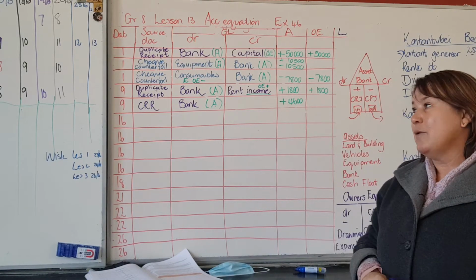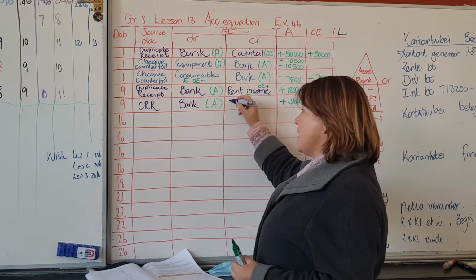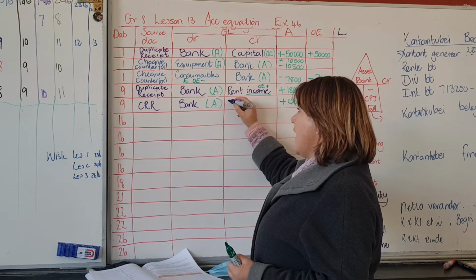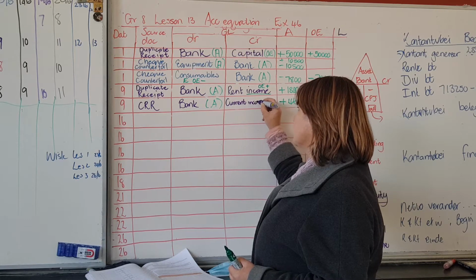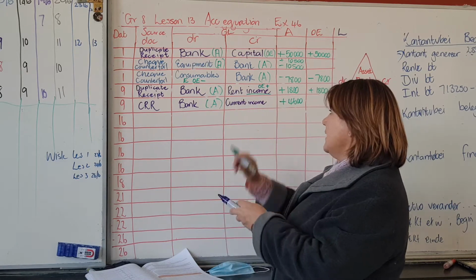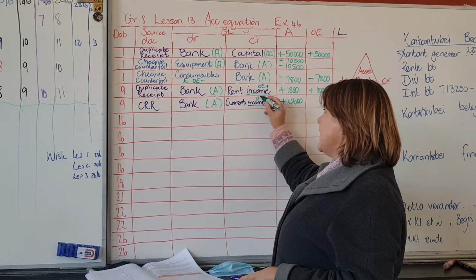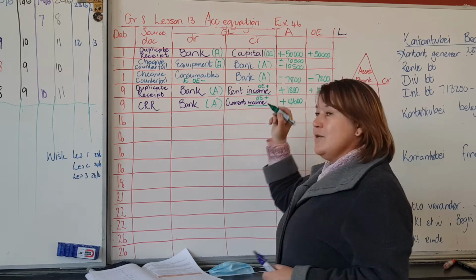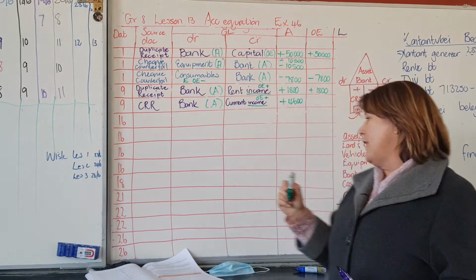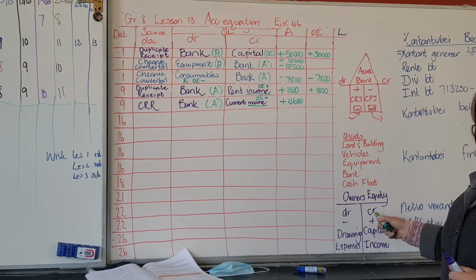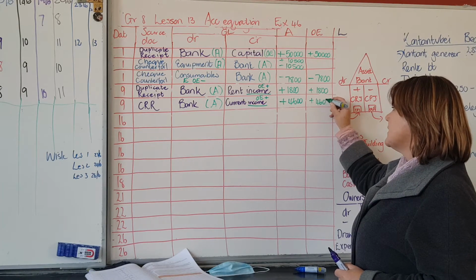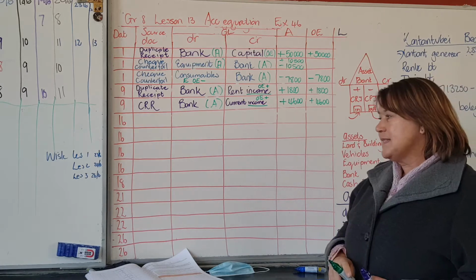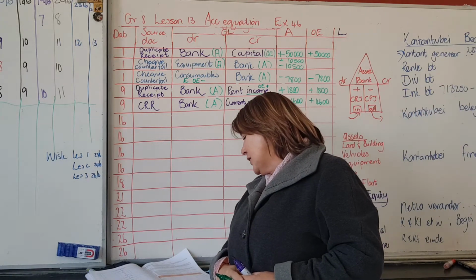Alright? And then we've received money because we've rendered a service, and that is our current income. And remember, an income is part of your owner's equity. An income increases your profit. That's why it increases your owner's equity, and that's why it will be credited with an amount of 4,600 Rand. On the 16th, you've got 4 transactions.